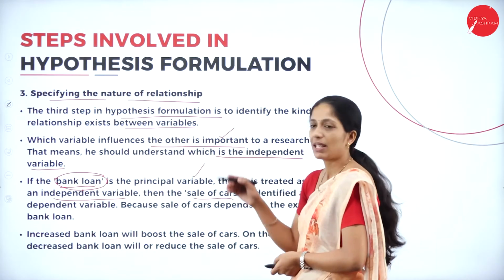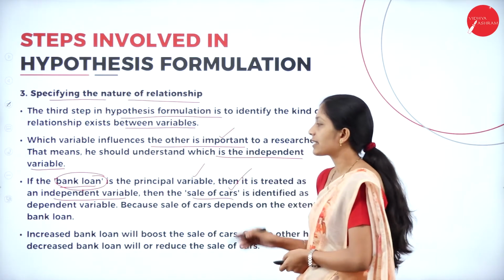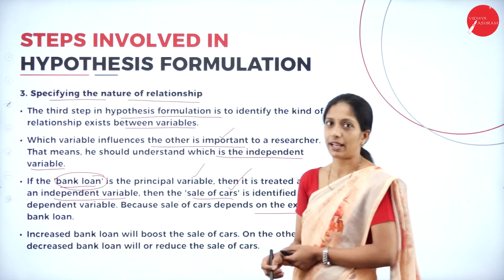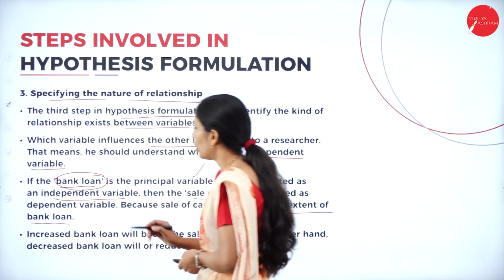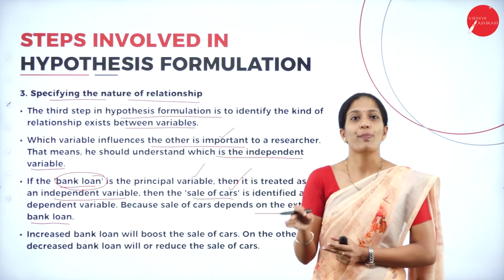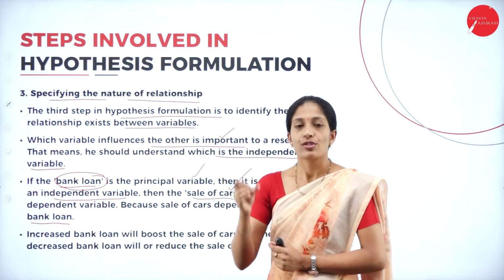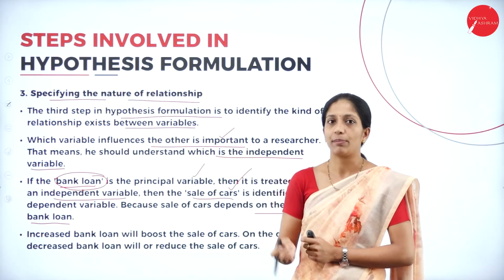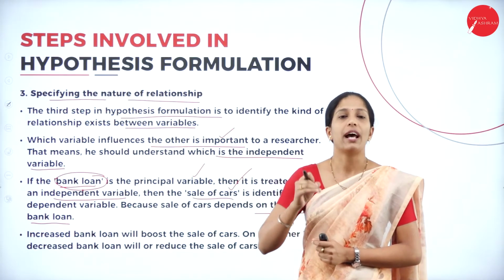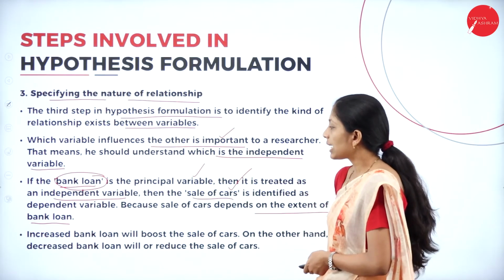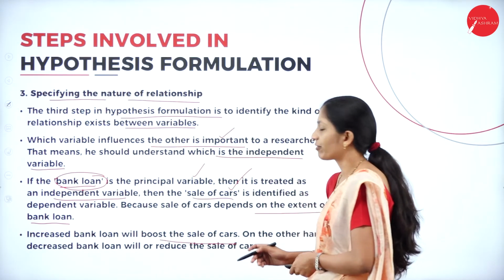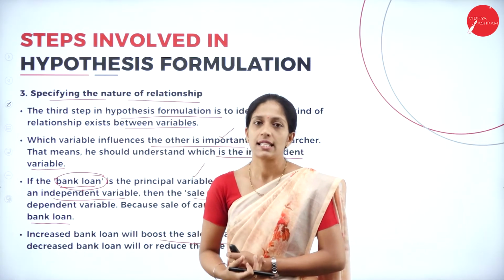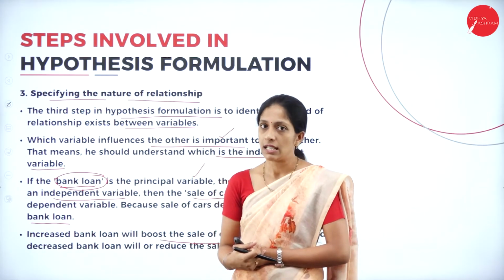The independent variable is bank loan and the dependent variable is sale of car, because sale of car depends on the extent of bank loan. In this study, sale of car depends upon the availability of bank loan. Increased bank loan will boost the sale of cars. So, if there is an increase in bank loan, it will boost or increase the sale of cars.